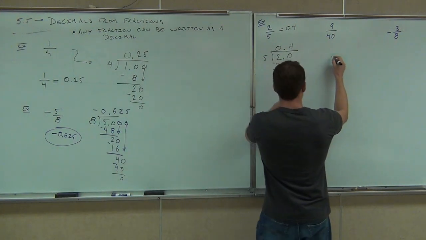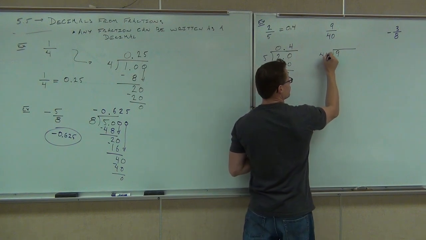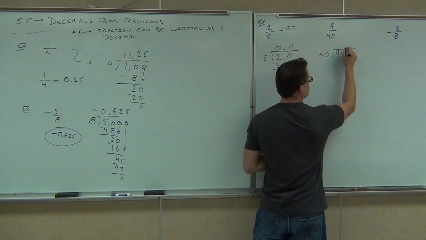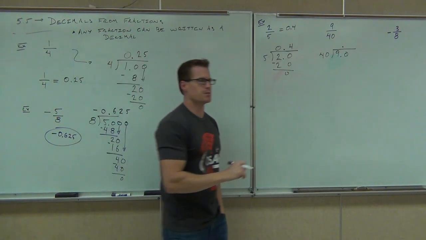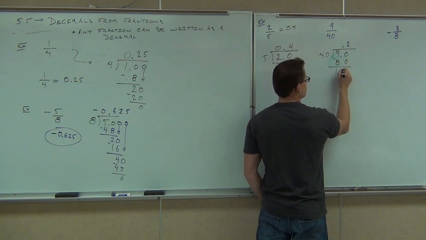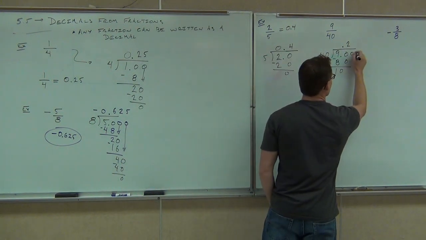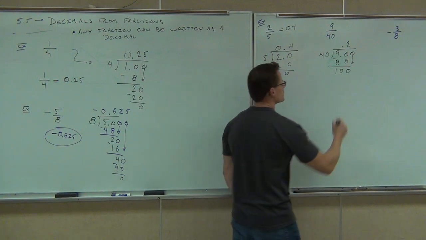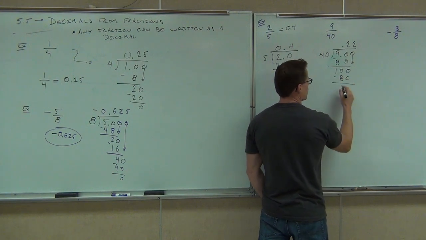Okay, next up. We've got 9 on the inside and 40 on the outside of our division symbol. Of course, you're going to add 9.0. 40 goes into 90. Well, I'm thinking 2 times. If I subtract, I get 10, but I'm not done yet. I still have to add another 0. Bring that down. 40 goes into 100 how many times? 2. I subtract, I get 20.